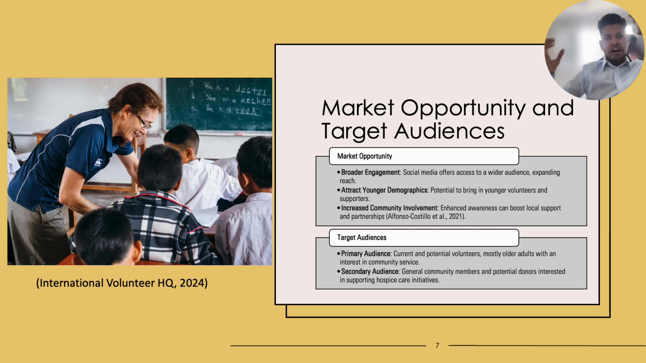So, the market opportunity and target audiences. Toowoomba Hospice has a latent market communication opportunity to grow by tapping into social media to interact with a large audience and to get young volunteers to join the fraternity. The promotion of volunteering leads to more people in the community investing time in the organization and improving local support.